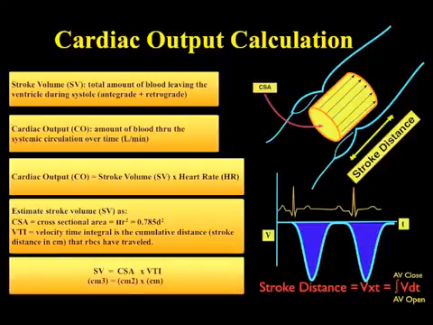Values for the cross-sectional area are measured in square centimeters. Multiplying the cross-sectional area in square centimeters by the velocity time integral measured in centimeters results in a stroke volume value in cubic centimeters, or milliliters.